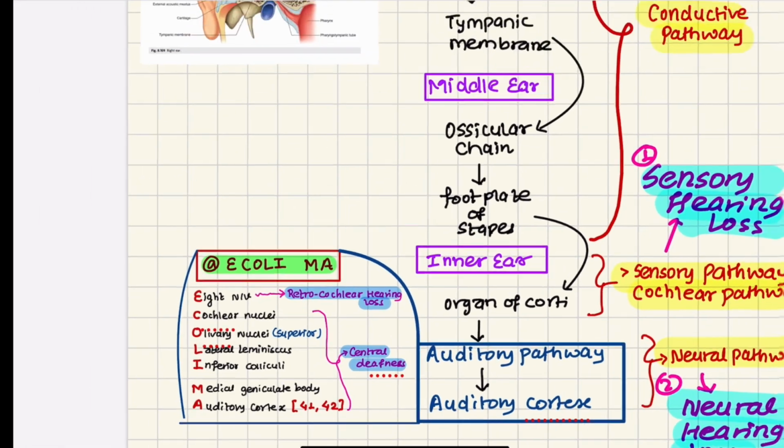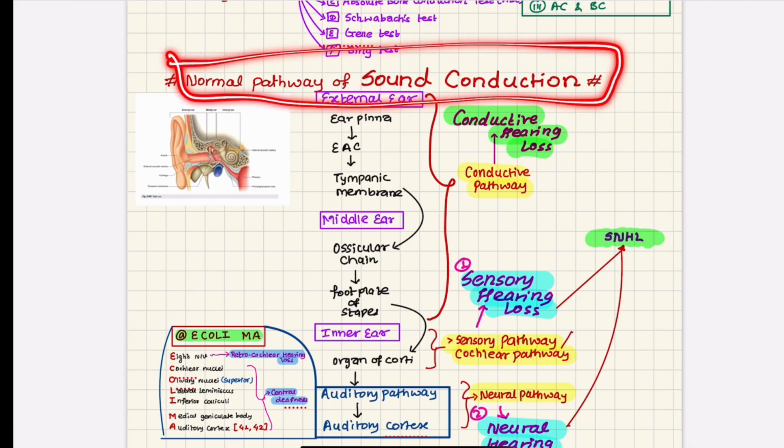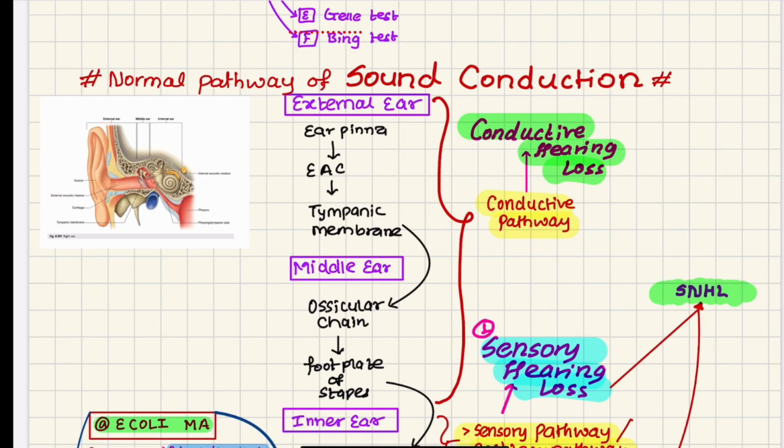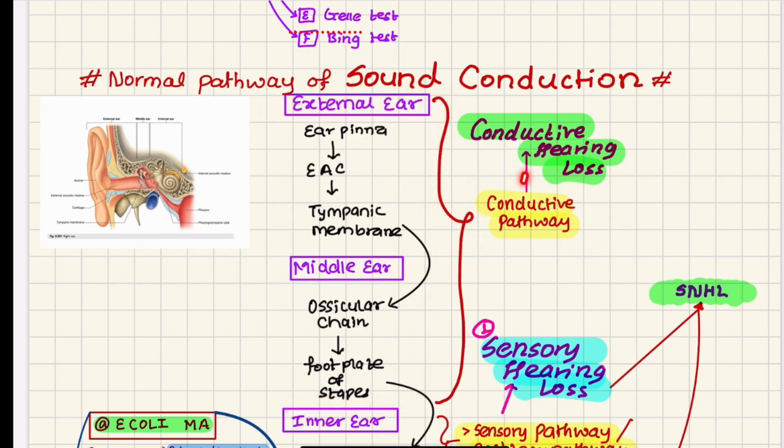This is all about the normal pathway of sound conduction. The sound is being conducted from the external ear to the middle ear to the inner ear. There is no involvement of sensory organs or nerves in the pathway from the external ear to the middle ear. The sound is just being conducted. So this is called the conductive pathway, and if any defect occurs in this, it is called conductive hearing loss, either in the external ear or in the middle ear.